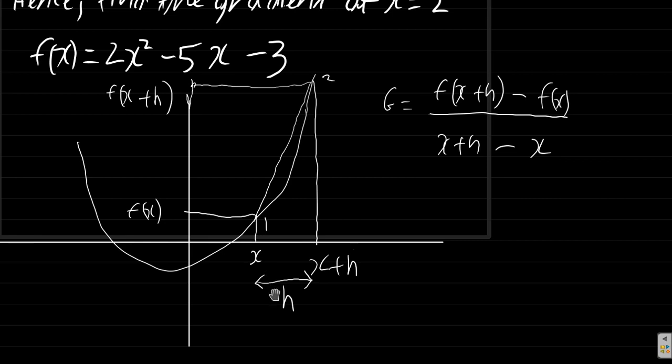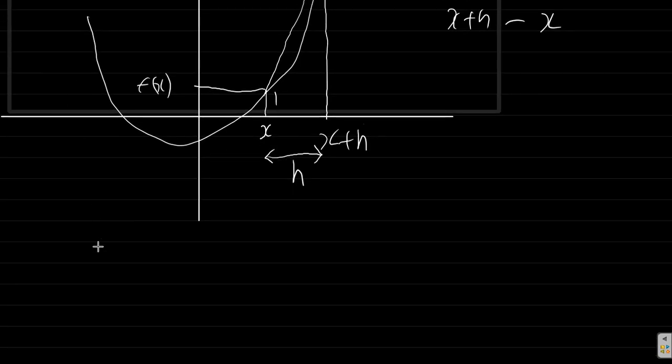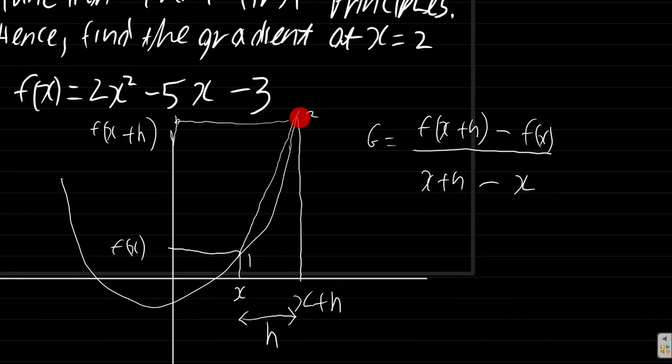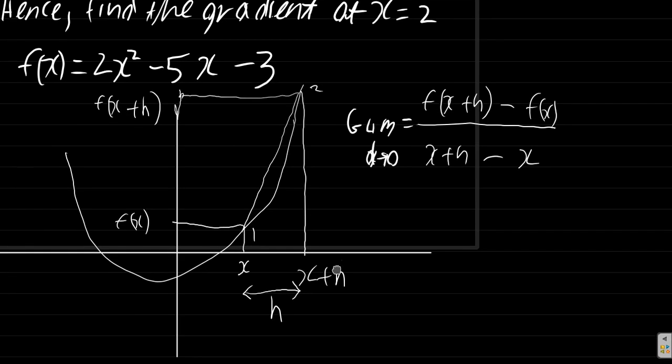So the gradient of this point, and by the way, we want these 2 points to get closer and closer together. So at some point we have the gradient is the limit as h approaches 0 of that. That will give you the exact gradient, right? Or the derivative.